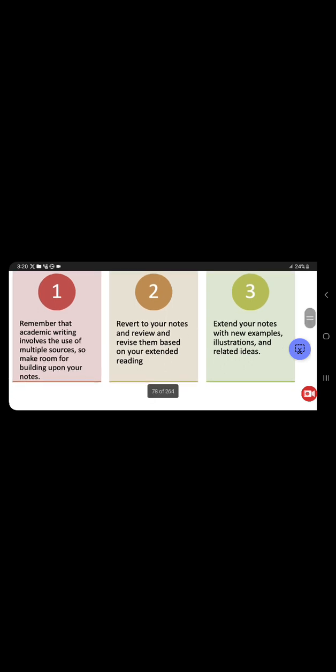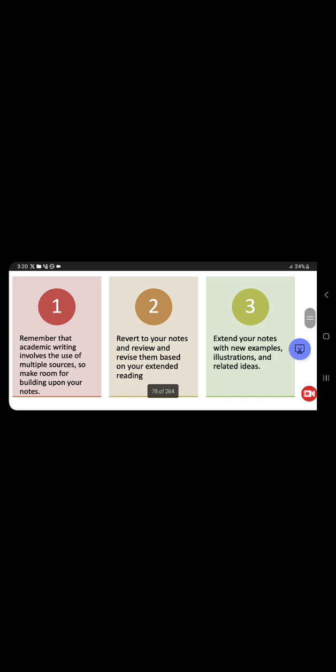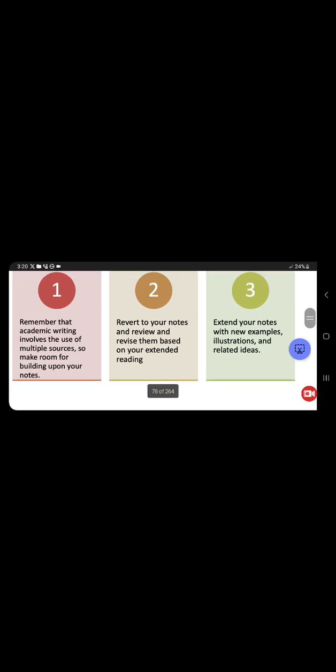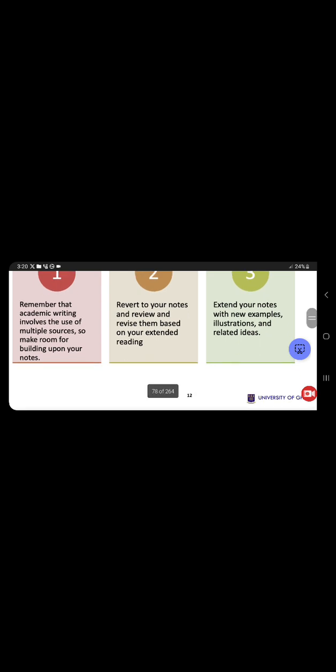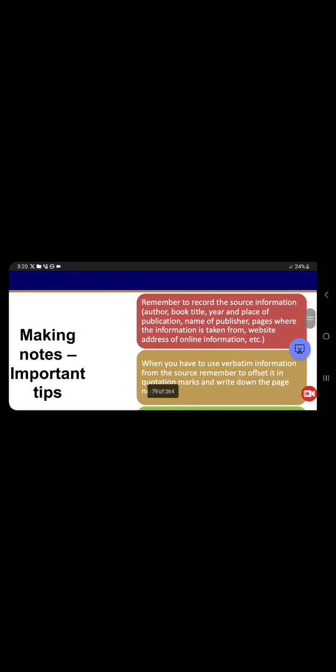Secondly, the second stage is you have to revert to your notes and review and revise them based on your extended reading. You must always get back to your notes, review, and revise them. And then the last stage is to extend your notes with new examples, illustrations, and related ideas. You must go beyond your slides.